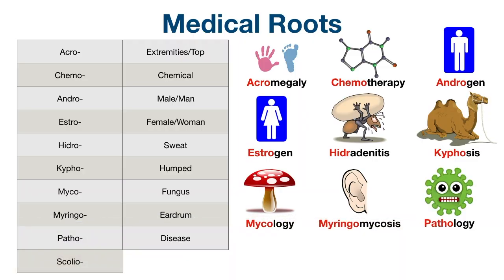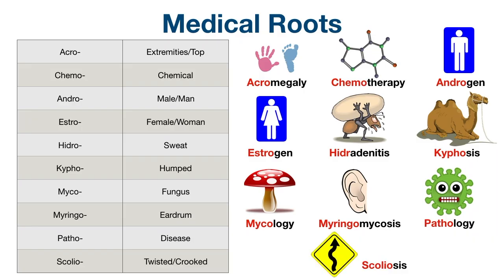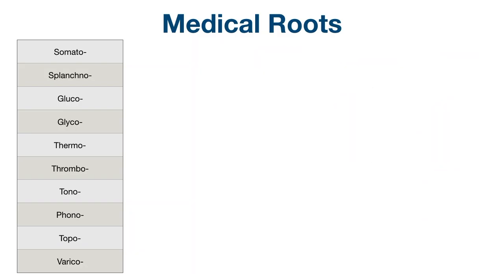Next we have patho, which relates to disease. You can think of pathology, which is the study of disease. Finally, we have scolio, which means twisted or crooked. A common example is scoliosis, which is the sideways curvature of the spine. Remember, kyphosis meant the outward curvature to give a hunched or a humpback appearance. Now this is sideways curvature. Let's wrap it up with one final group of medical roots. How many can you name before looking at the answers?